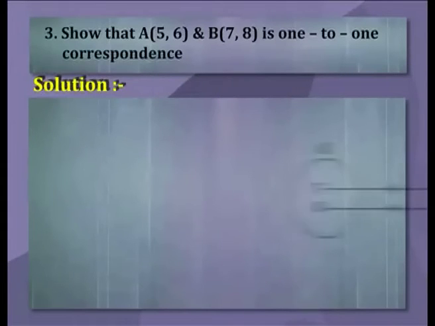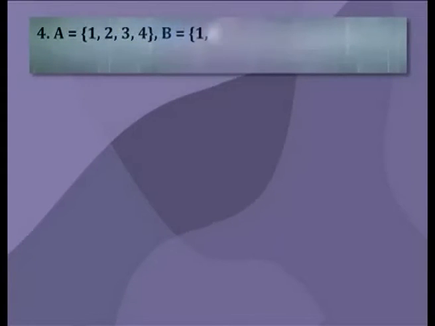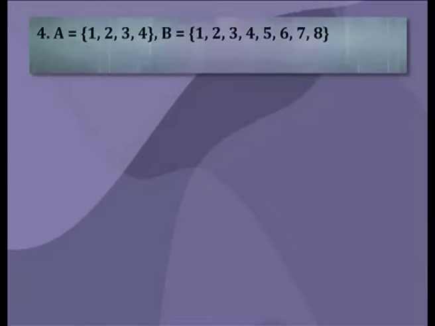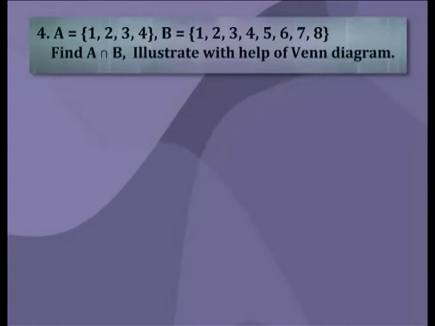Solution. Fourth question. A is equal to the set of {1, 2, 3, 4} and B is equal to the set of {1, 2, 3, 4, 5, 6, 7, 8}. Find A intersection B. Illustrate with the help of a Venn diagram.